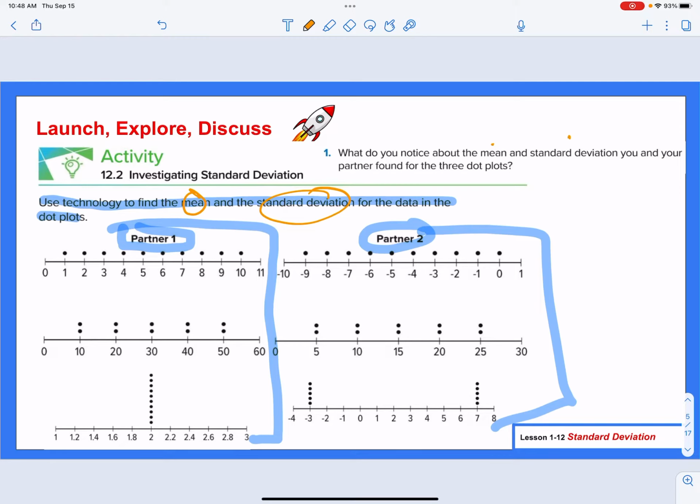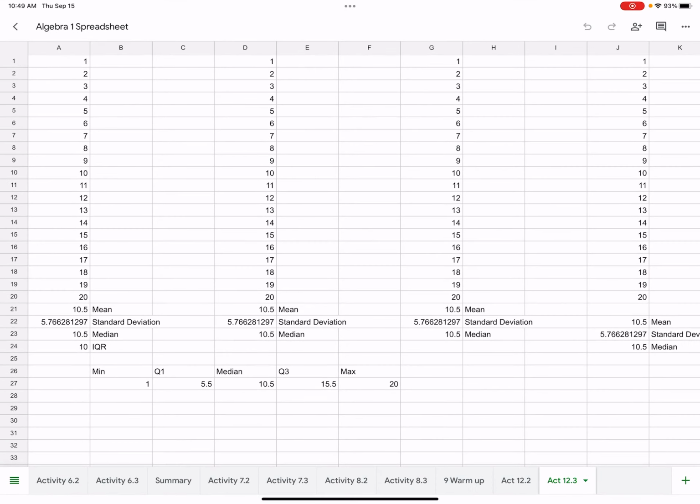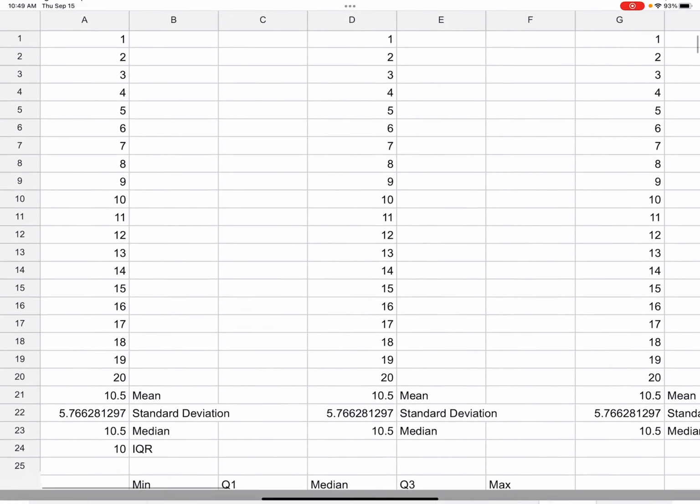So we have some points here. We have all single points, 1 to 10. We have 10, 20, 50. This one's 5 to 25. The last one is all 2s. These ones are spread. All right, let's take a look here because I went ahead and put it onto a spreadsheet for us. And so let's take a look at the first one.